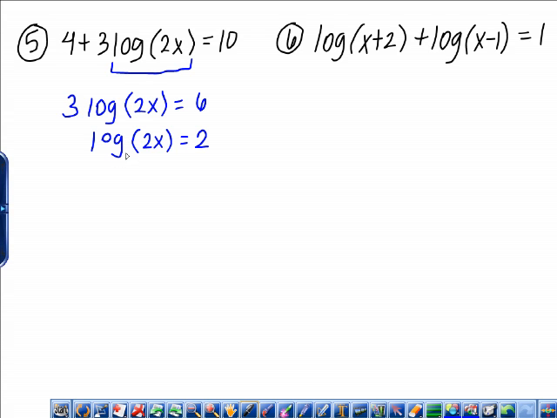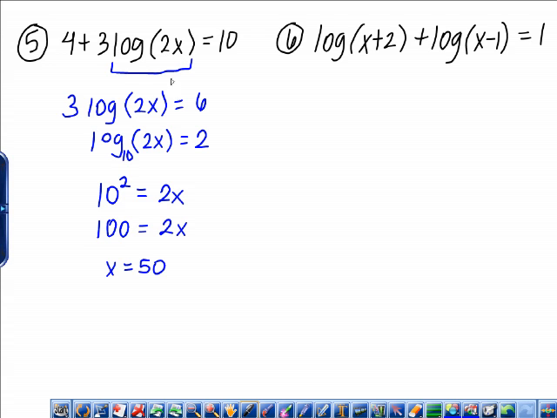So what is the base of this log? It's 10, right? We can write that in. So 10 to the power of 2 is equal to 2x. Now this is a simple problem. It wasn't a second ago, now it is, and I can even figure it out. So if 100 equals 2x, then x would be equal to 50. And 50 is okay to plug in.